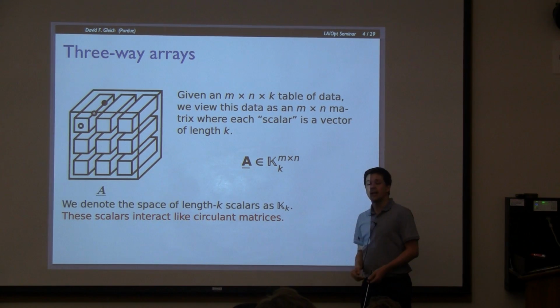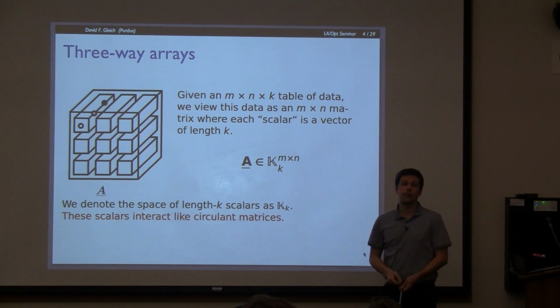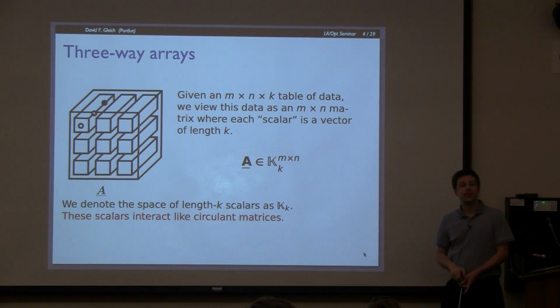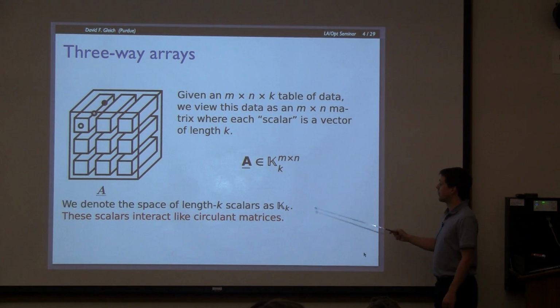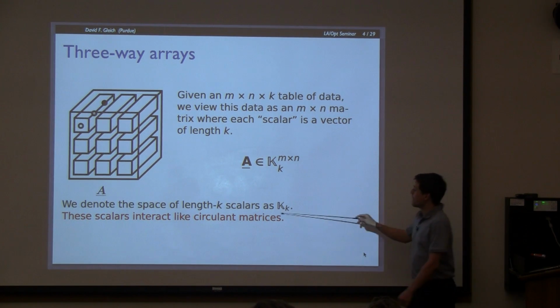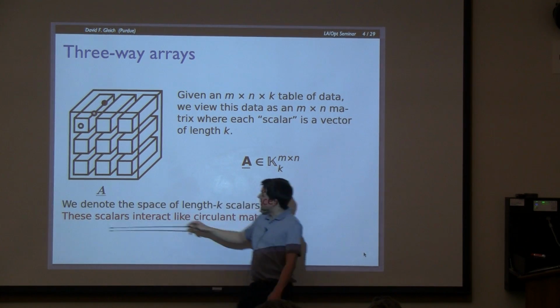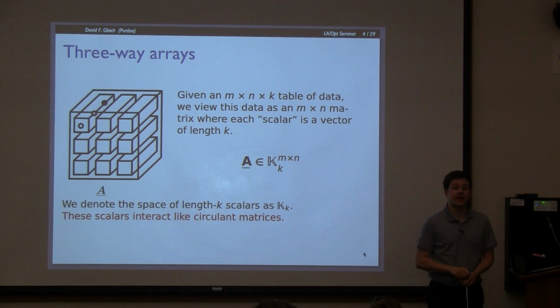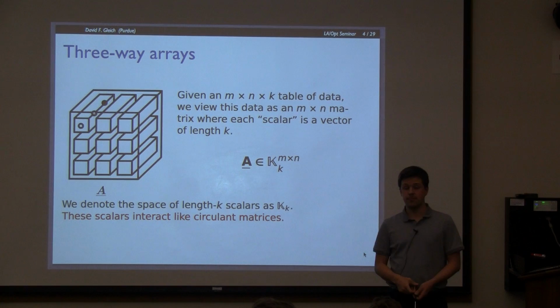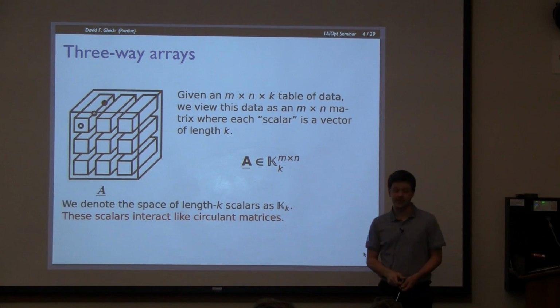Just as a quick preview, this will end up being a ring. So K is oftentimes used as a symbol for a ring. So the way they define this set of algebra, these scalars are going to interact like circulant matrices.